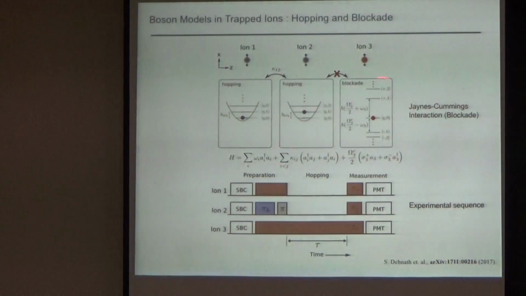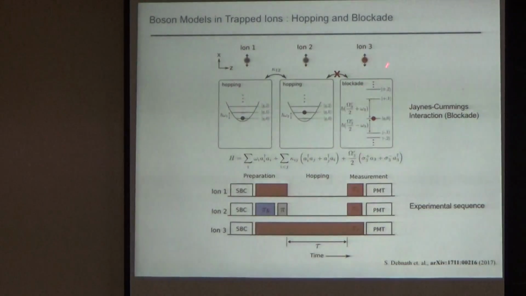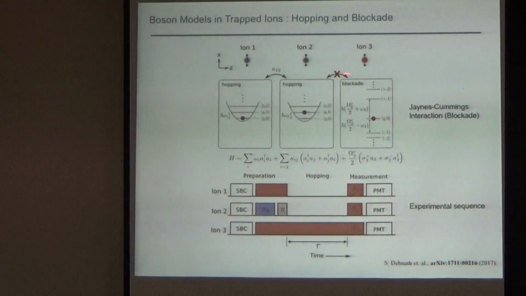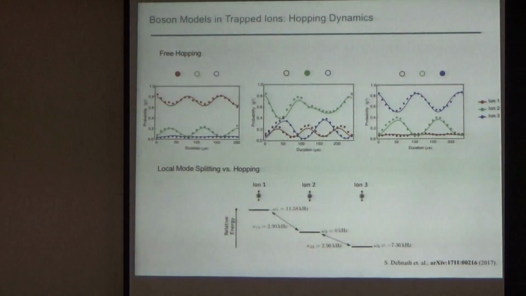But there is something else going on here. What we have done is introduced a perturbation. This is a Jaynes-Cummings interaction, where we are driving ion 3 so strongly that I have created a spin and local phonon dressed state which has energy splittings much larger than the local phonon energies. What that does is it creates a blockade and prevents hopping of phonons from this ion to this ion. So we are not only studying the free hopping of local phonons, but also introducing blockade in the system. Sort of what you expect in a Bose-Hubbard model, where you have hopping and blockade at the same time. Okay, so here are the results.